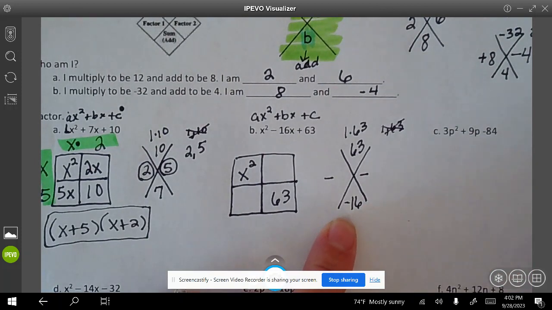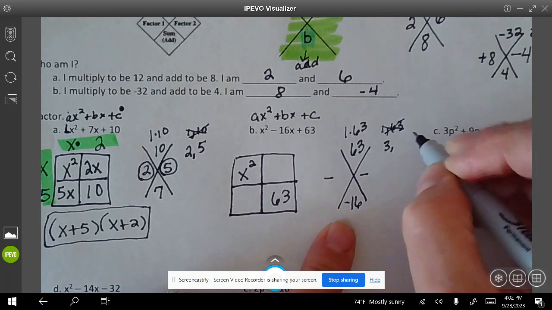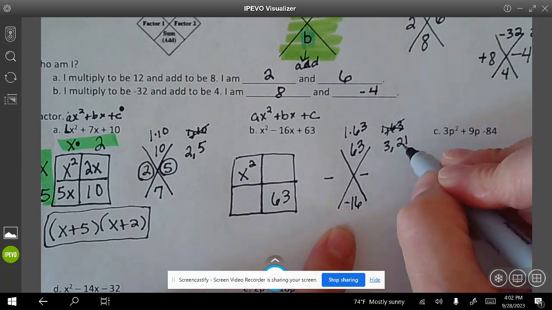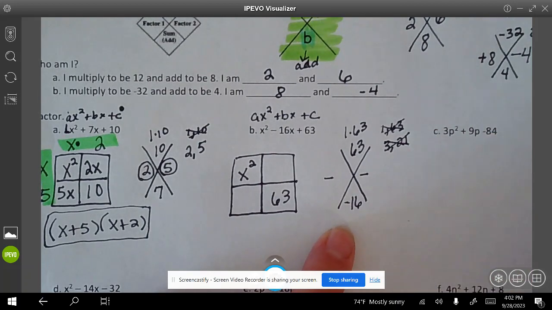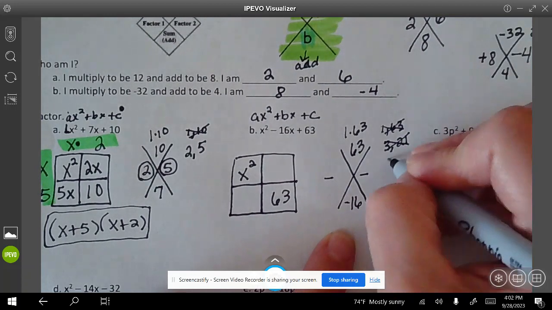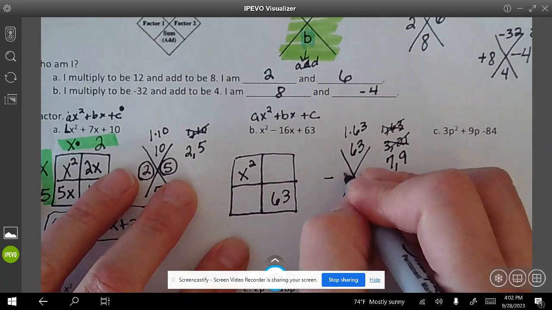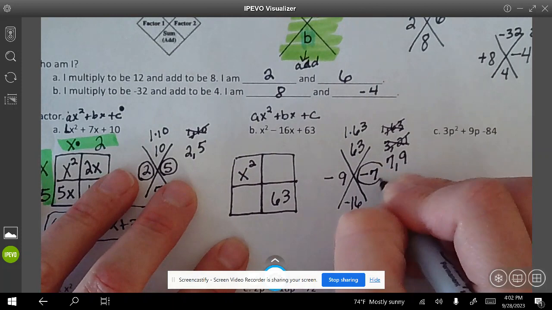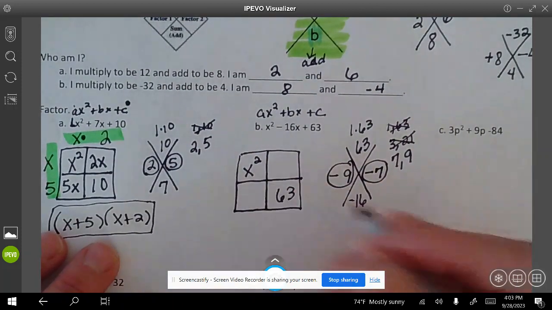2 does not go into 63 because it's not even. 3 goes into 63 21 times, but 21 plus 3 is 24, so that doesn't work. 4 does not go into 63. 5 does not. 6 does not. So 7 goes 9 times. And 9 plus 7 is 16. So we just found our two numbers, negative 9, negative 7. So we come over here and we put them in the box.